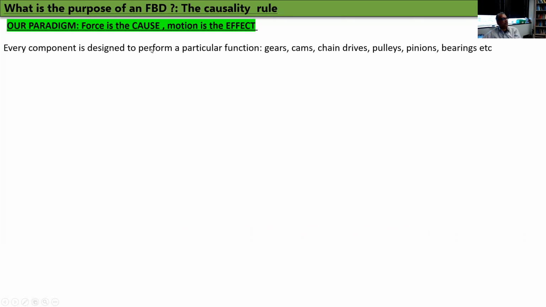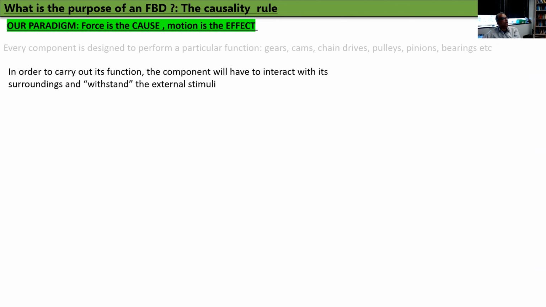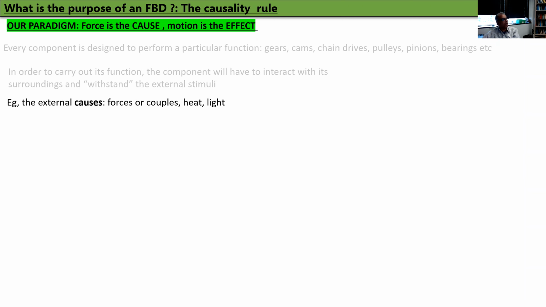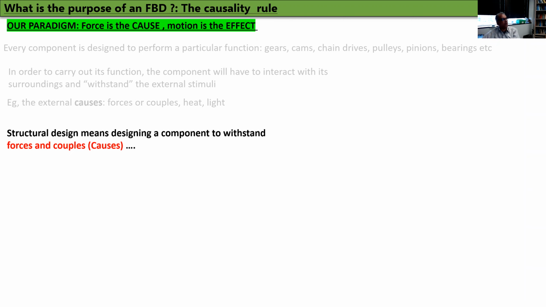The idea is that every component is designed to perform a particular function, whether you look at gears, cams, chain drives, pulleys, pinions, etc. In order to carry out its function, the component will have to interact with its surroundings and withstand the external stimuli. Examples of external causes include forces or couples, heat, light, and so on. But we are focused mainly on forces and couples.